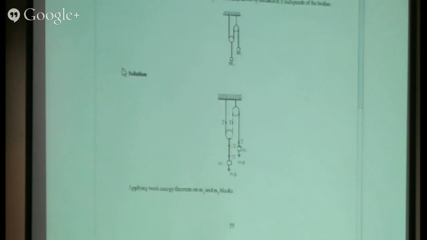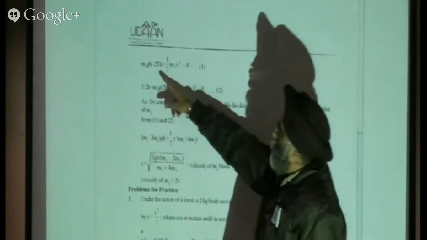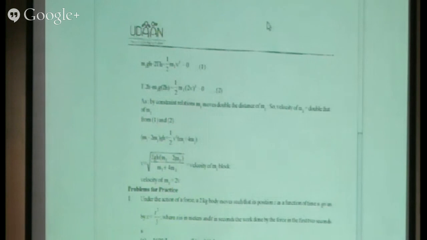Now let's go through the next page. Downward, it is moving through a distance h, right? We are taking h. So the mass m1 goes down through a distance h. So the work done due to gravity will be m1 g into h, and the work done due to the tension in the rope will be minus 2T h, because the tension in the rope is 2T and the rope changes through a distance h, right?